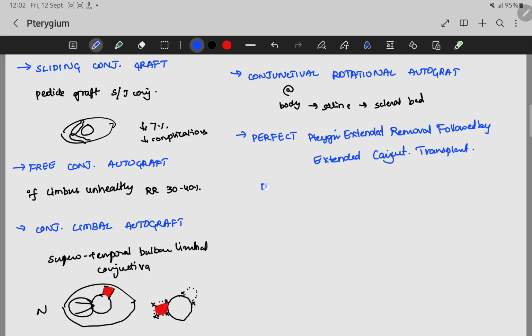So it was described by Dr. Hist from Australia. So here the recurrence rate is almost 0.5%. In the limbal autograft, the recurrence rate is almost 3 to 30%. So, but it is comparatively less. So this is also the good technique. So we have this conjunctival, limbal autograft, sliding graft and the perfect techniques which have very low recurrence rates.